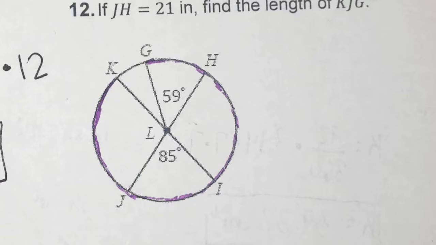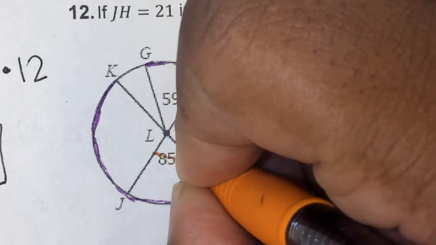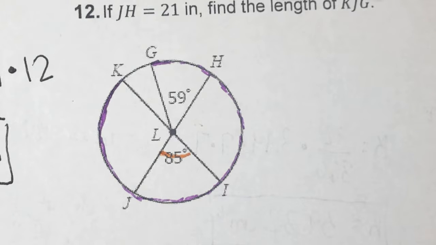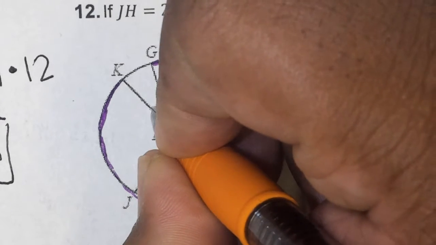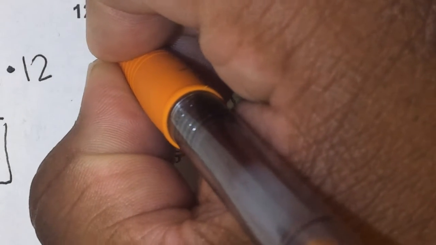I can make it simpler for you. Just like I told you on the last one, JI right there, that angle is 85 degrees. What is that congruent to? KH, good. So if KH is 85, what would KG be? I'm saying what would KG, the small piece, be? Yeah, 85 minus 59.